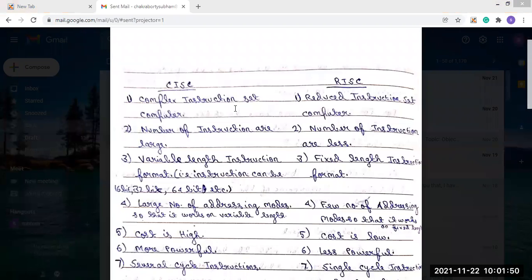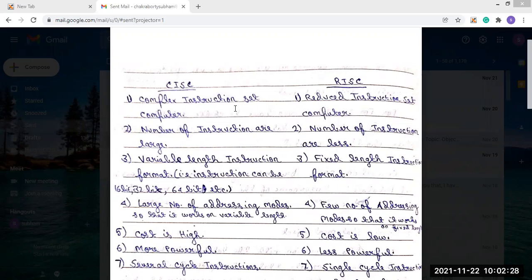That means it differs: the instruction may be 16-bit, it may be 32-bit, it may be 64-bit. That means no fixed length is specified. Say an instruction set came, and the first 3 instructions are of 16-bit, then the next 3 instructions are of 32-bit, then the next 3 instructions are of 64-bit. So it is a variable length instruction format.